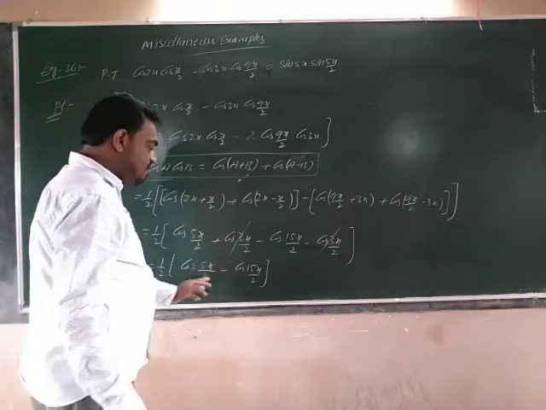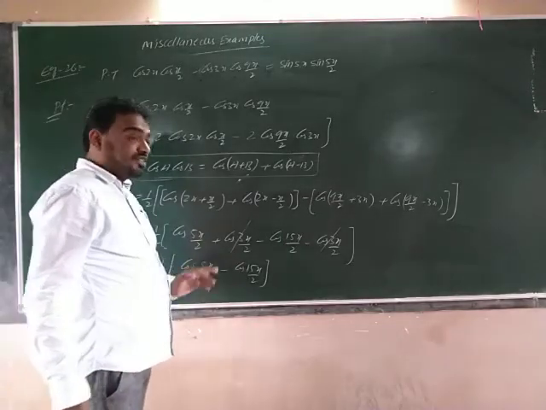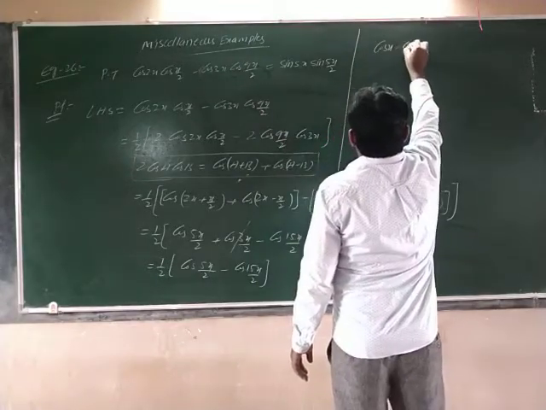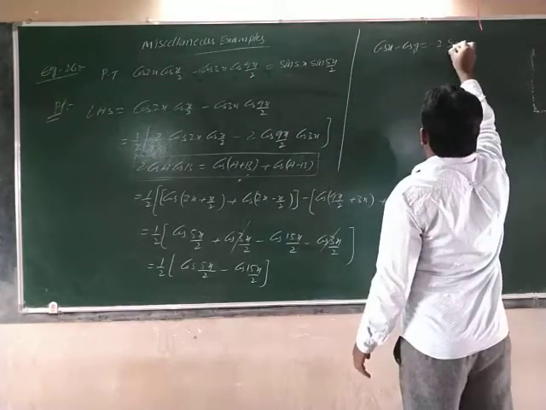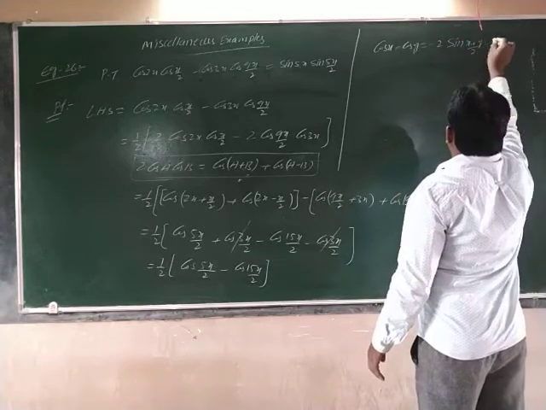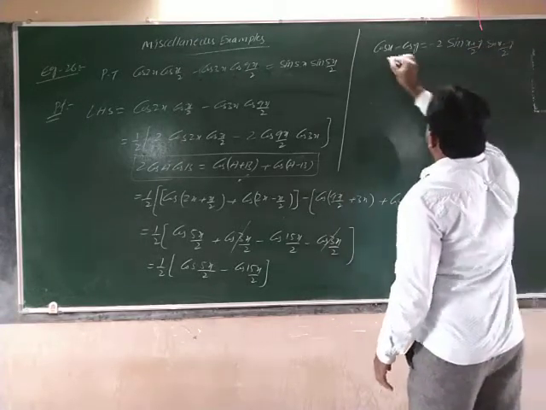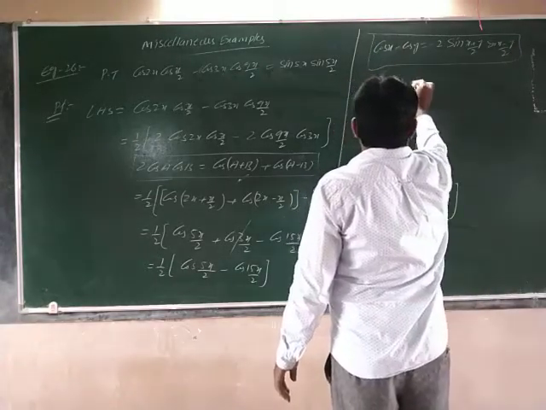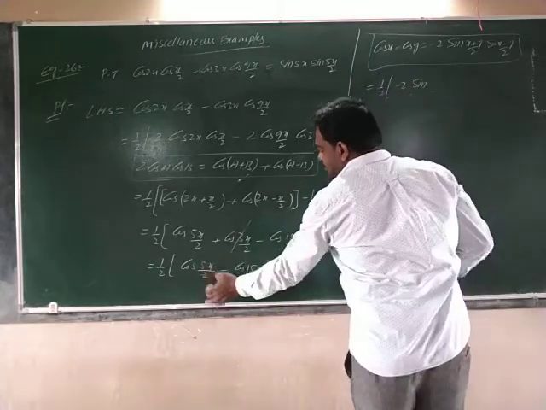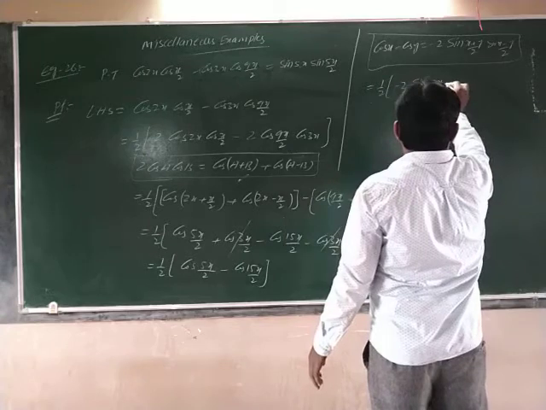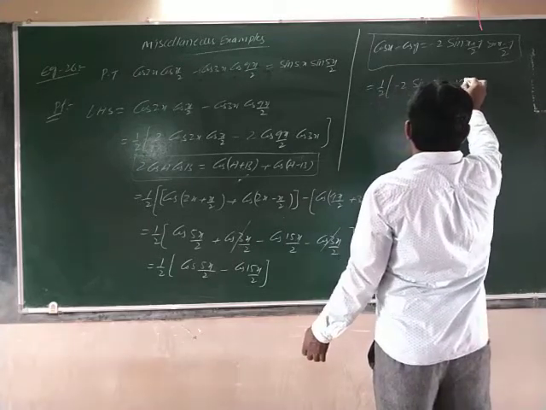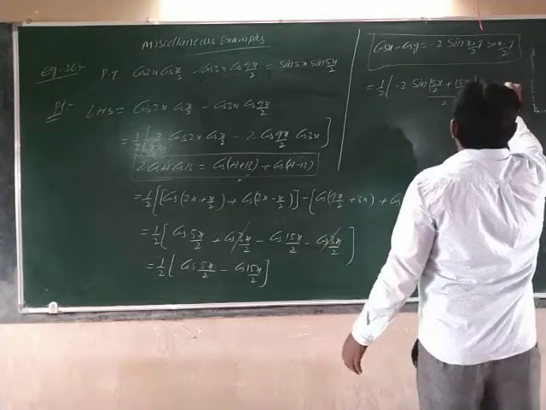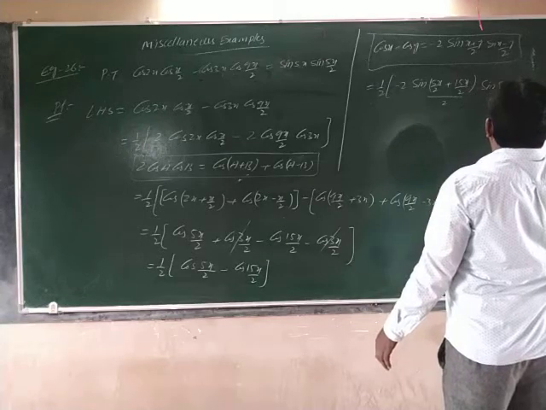Now it is in the form of cos x minus cos y. The formula for cos x minus cos y is equal to minus 2 sin of x plus y by 2 into sin of x minus y by 2, right? So use now this formula. This is equal to 1 by 2 into minus 2 sin, x is equal to 5x by 2 here, 5x by 2 plus y, y is equal to 15x by 2, divided by 2, into sin of 5x by 2 minus 15x by 2, divided by 2.